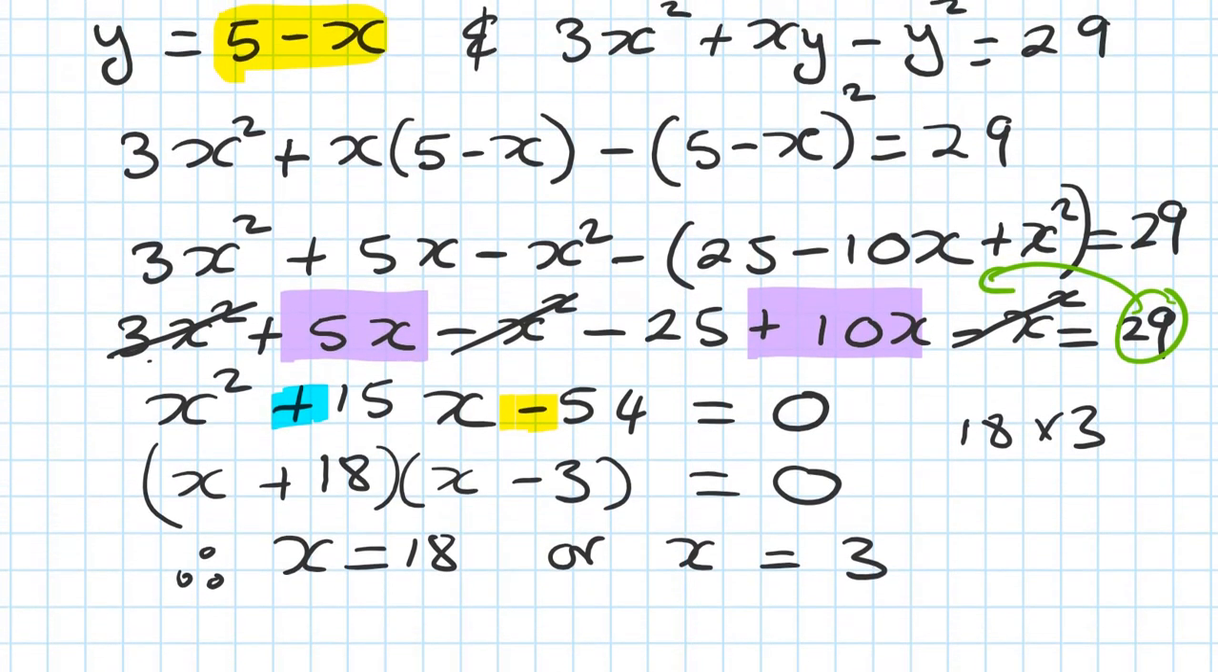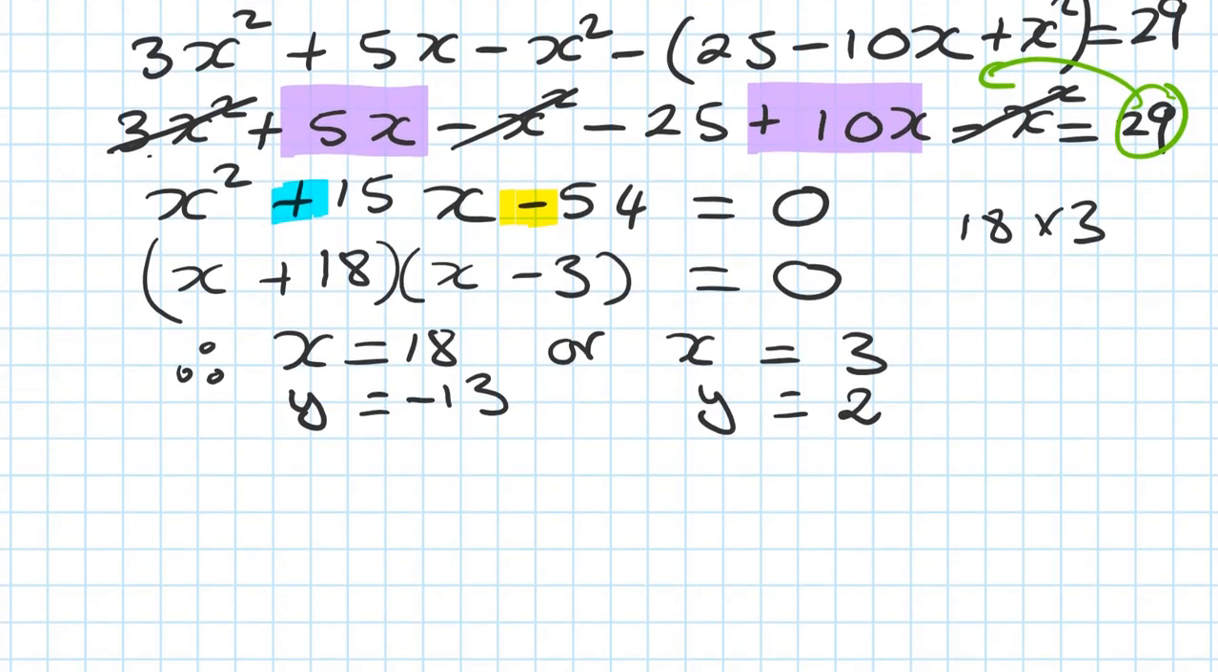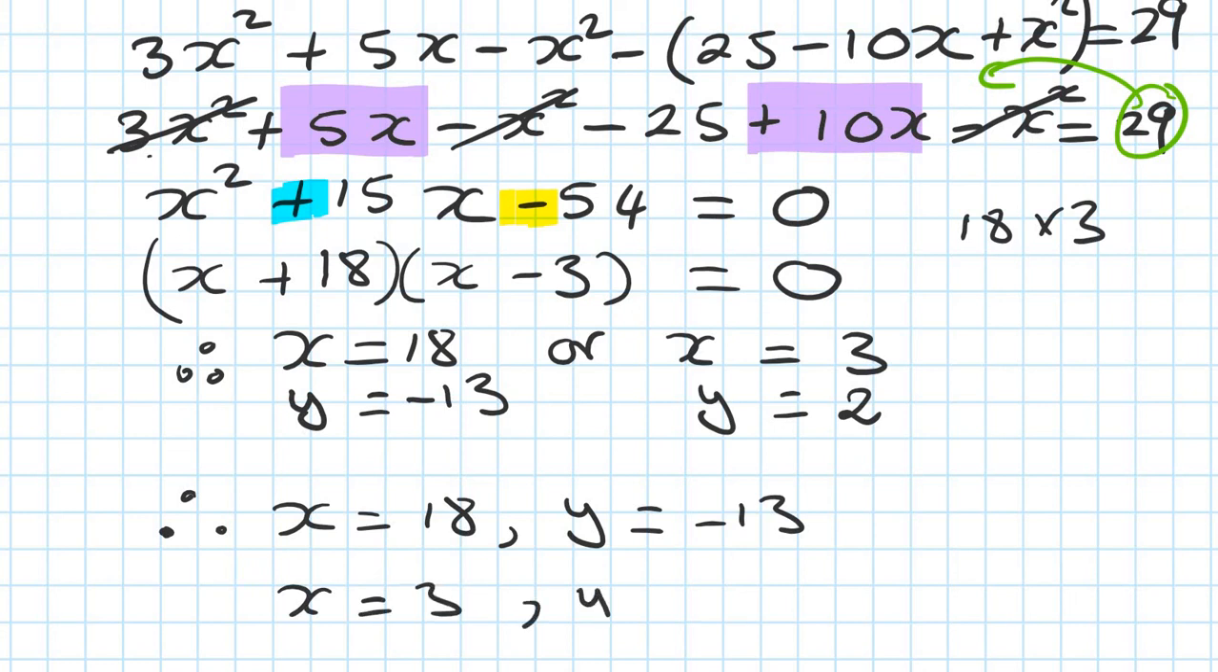So when x equals 18, I substitute into the first one, which is 5 minus 18, and the answer is minus 13, of course. When x is 3, y equals, substituting into the first one is easier, 5 minus 3, which is 2. So now let me rewrite: therefore x equals 18, y is equal to negative 13, or x equals 3, so y will equal 2.